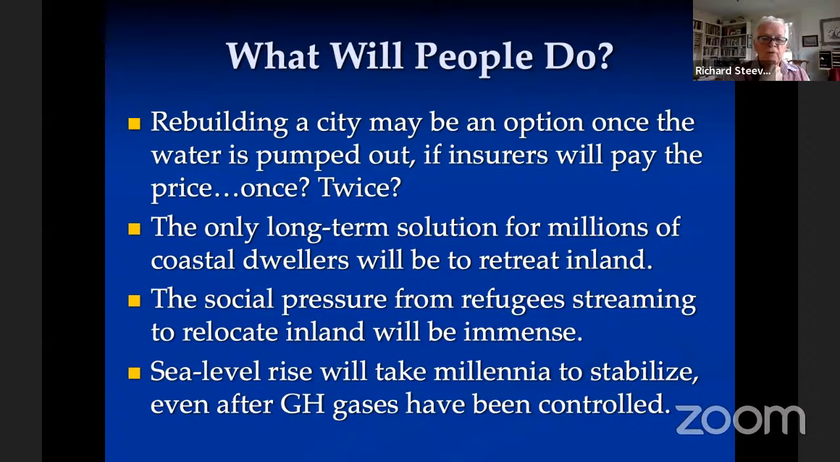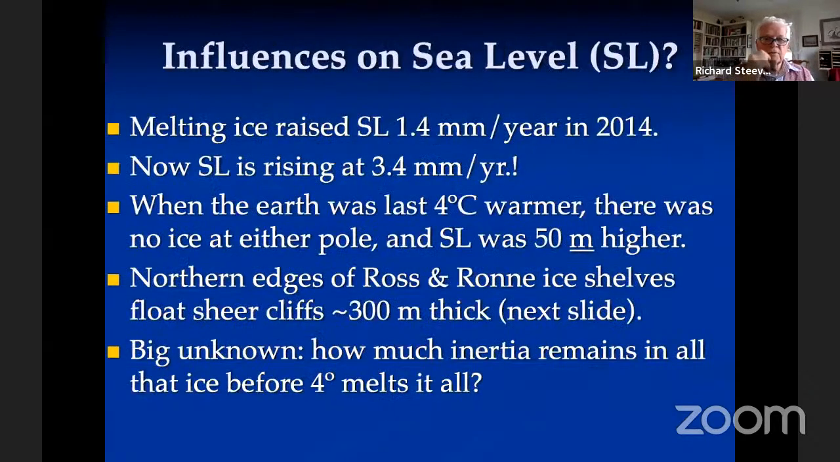The social pressure from refugees streaming to relocate inland will be immense. Sea level rise will take millennia to stabilize, even after greenhouse gases have been controlled. So if starvation didn't make you depressed, this slide sure will. Influences on sea level: melting ice raised sea level 1.4 millimeters per year just 7 years ago. And now sea level is rising at 3.4 millimeters per year. When the Earth was last 4 degrees warmer, I said this before, there was no ice at either pole, and sea level was 50 meters, not millimeters, meters higher.